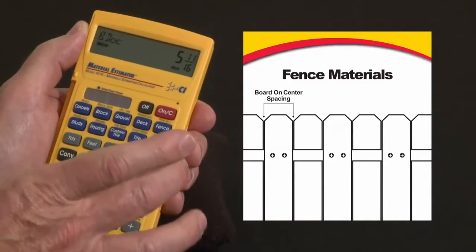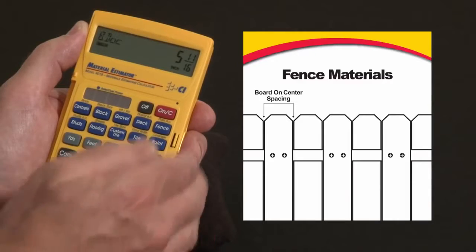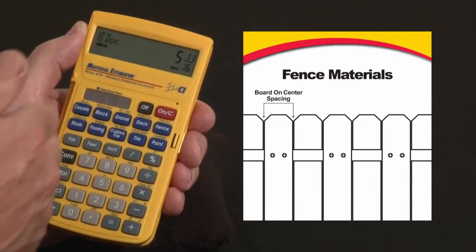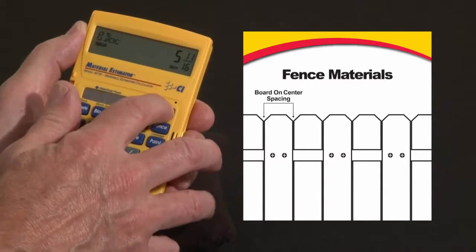The board on center constitutes not only the width of the board, but also the gap between it and the next board. So it's really the front edge of one board to the front edge of the second board. In this case we'll leave it at that for this example.